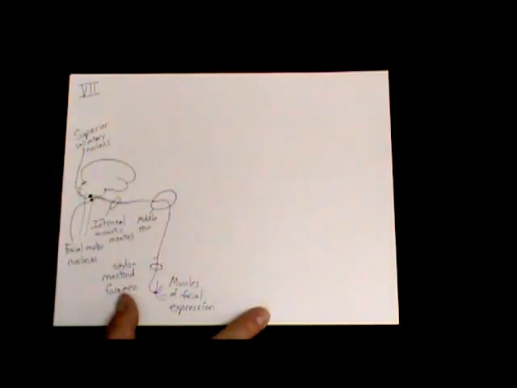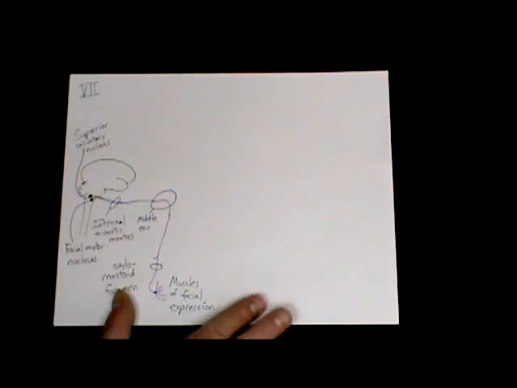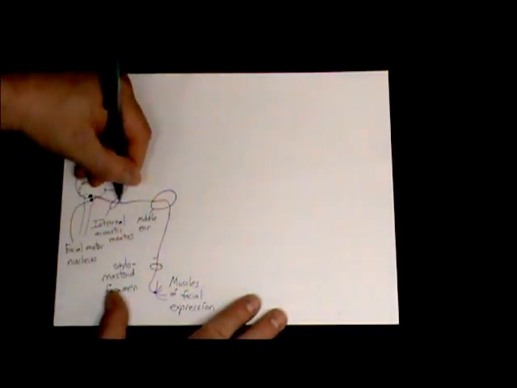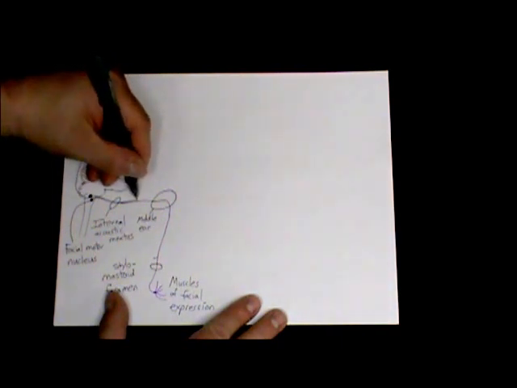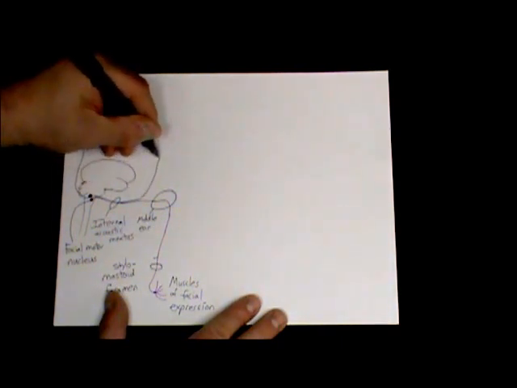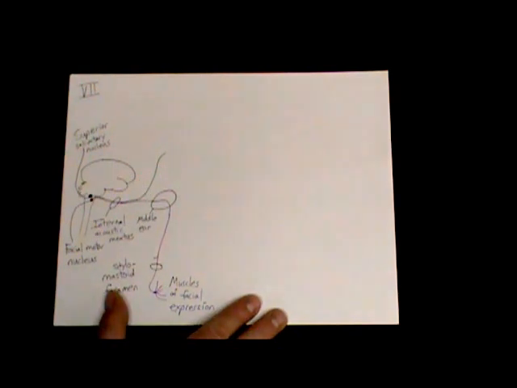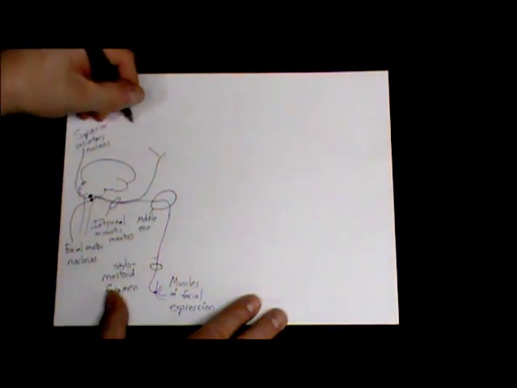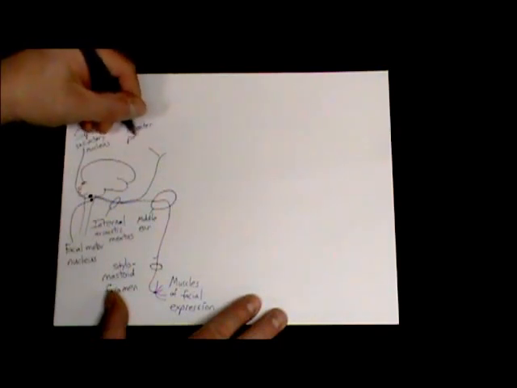Now the autonomics, the parasympathetics that are associated with 7, follow it for a little bit of that way, but they split off. And the first autonomic branch that splits off does so before we get to the middle ear. And that's going to head through the petrous temporal bone, and for that reason is referred to as the greater petrosal nerve.